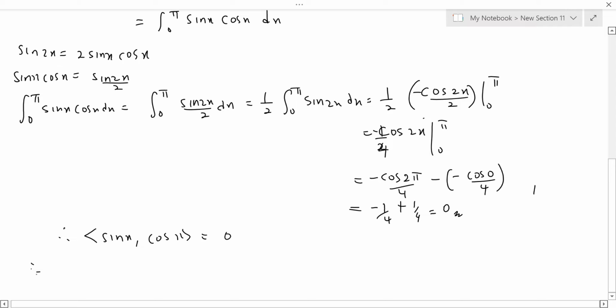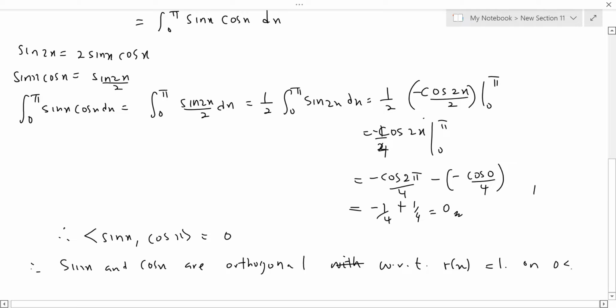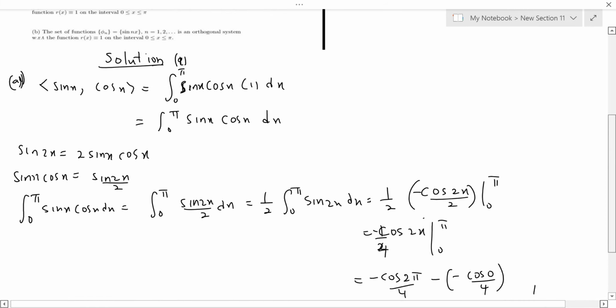So therefore we conclude that sin x and cos x are orthogonal with respect to the weight function r of x equals 1 on that interval, which is 0 to pi. So this is true. All right, let's look at the second problem. Let's go back and look at the second problem.